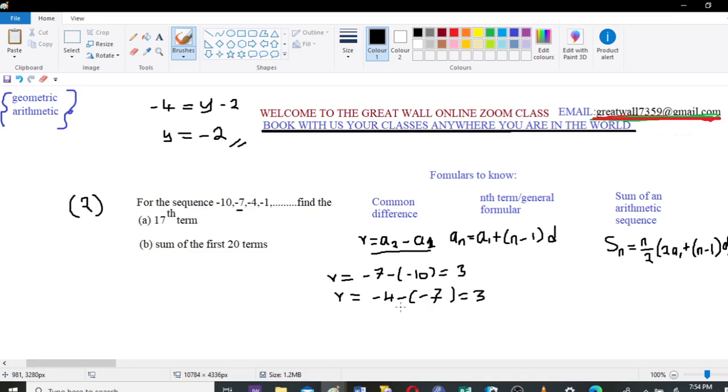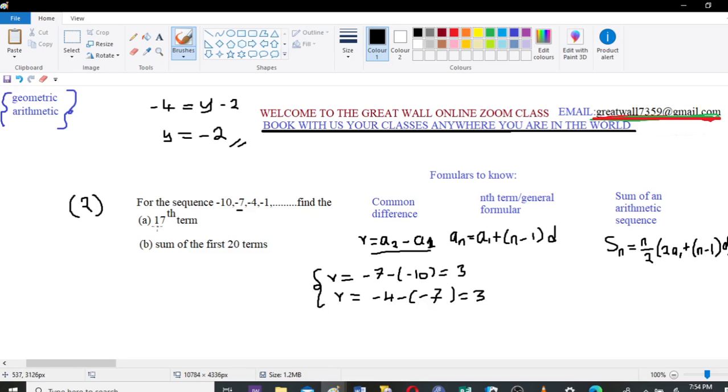So we see that we can find our common difference by subtracting the first term from the second term, the second term from the third term, just like that. Now what does this mean? This means that this progression that we have, or that the sequence, is arithmetic progression.